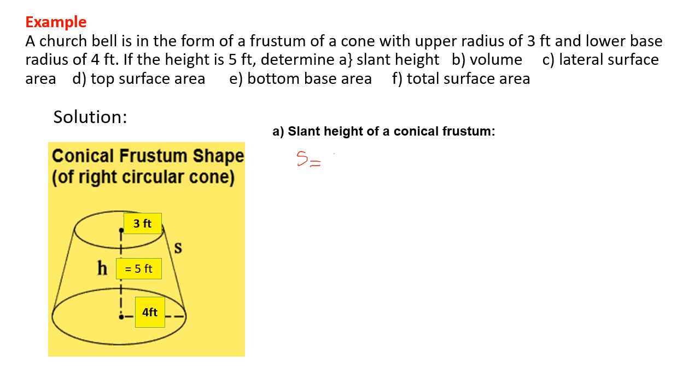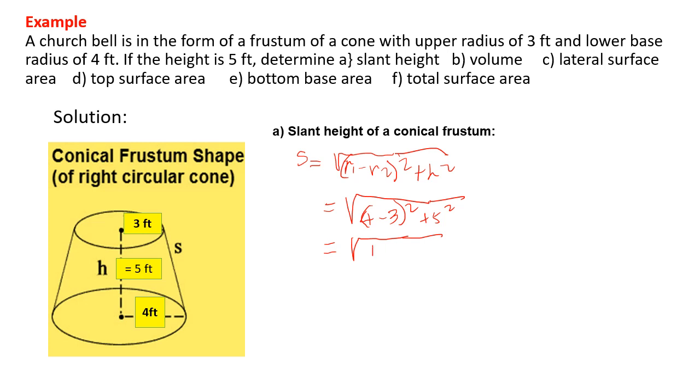So letter A, the slant height of a conical frustum is equal to the square root of (R1 minus R2) squared plus H squared. So substituting values, equals the square root of (4 minus 3) squared plus 5 squared, equals the square root of 1 plus 25, the square root of 26, equals 5.09 feet.